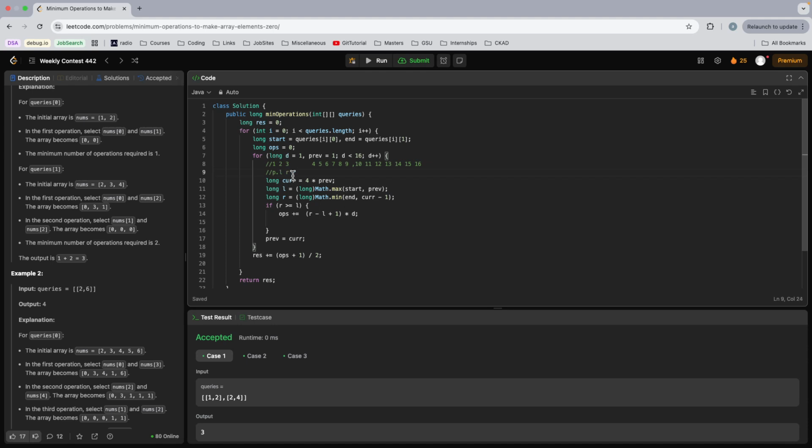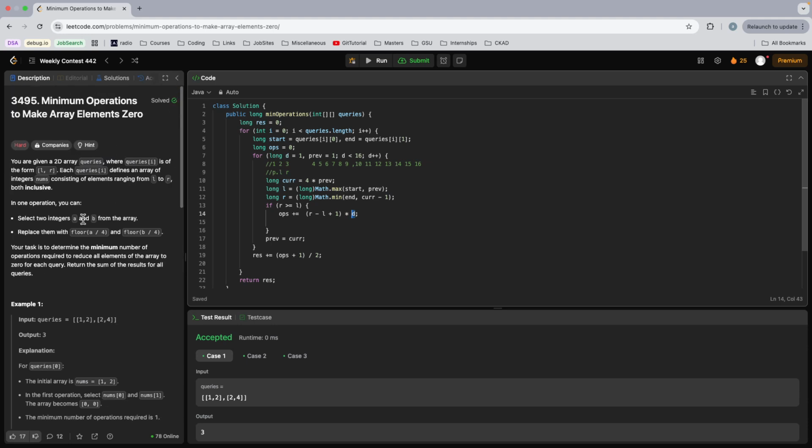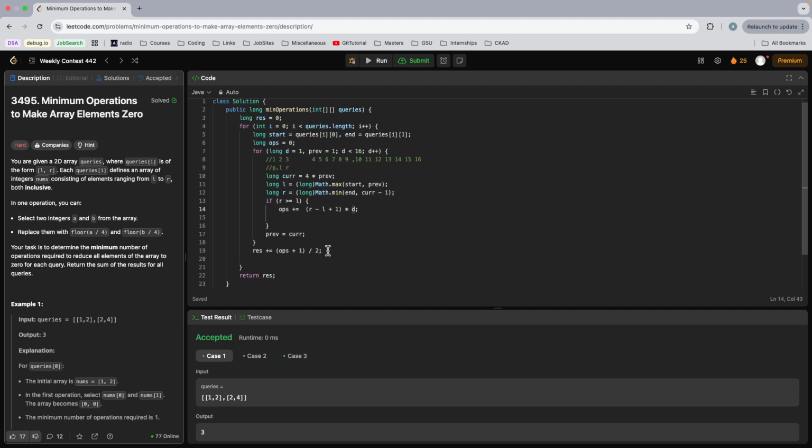So now you can check how many elements there are. Totally 2 are there: R minus L plus 1. And the number of operations required is D. This is 1, so it will be 2, right? But just because we can take 2 elements in one operation, we're going to divide it while adding to the answer. We're going to do ops plus 1 divided by 2. Yeah, so this is pretty much it.